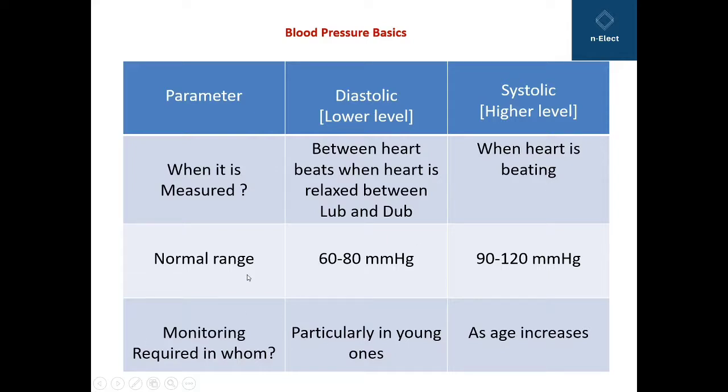So far as the normal ranges are concerned, for diastolic or lower blood pressure level, 60 to 80 mmHg is the normal range, while for the systolic, that is the higher level, it is from 90 to 120 mmHg. At which age is monitoring of the diastolic and systolic required? Particularly in young ones, the diastolic plays a very important role and needs to be monitored, while as the age increases, the systolic or higher pressure level is prominent.